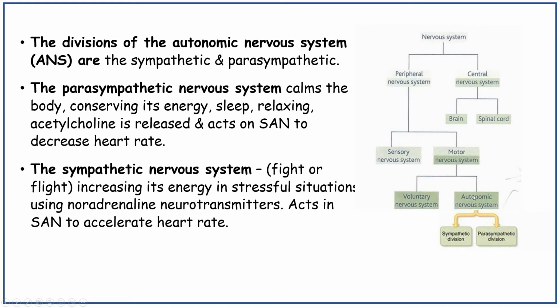The divisions of the autonomic nervous system, or ANS, are the sympathetic and the parasympathetic. The parasympathetic nervous system calms the body, conserving its energy for sleep and relaxation, and acetylcholine is released and acts on the SAN to decrease heart rate. The sympathetic nervous system is for the fight or flight response, increasing its energy in stressful situations using noradrenaline neurotransmitters, and it acts on the SAN to accelerate heart rate.